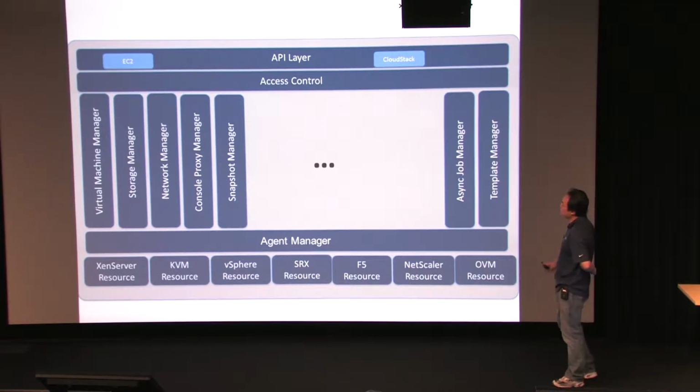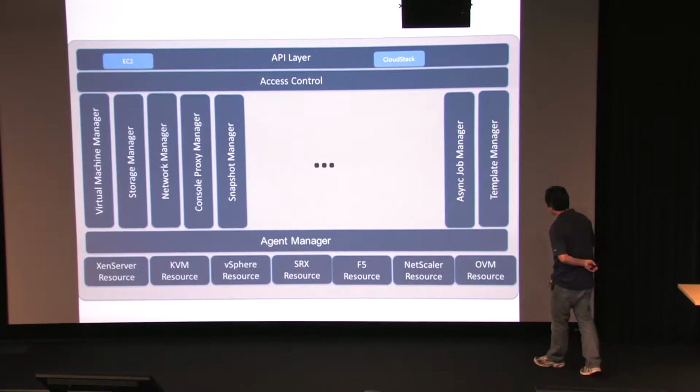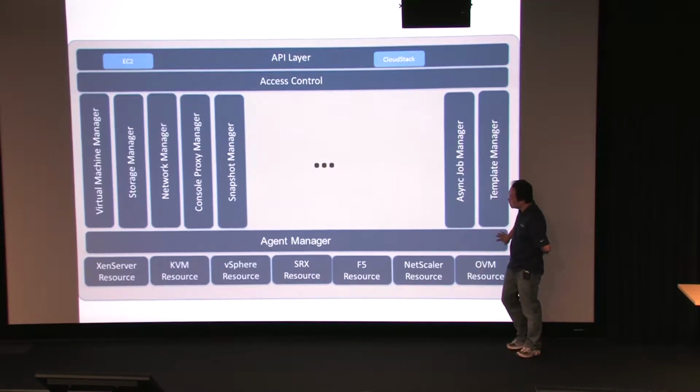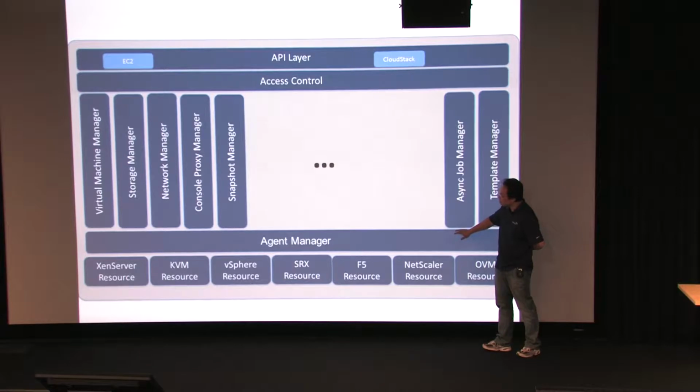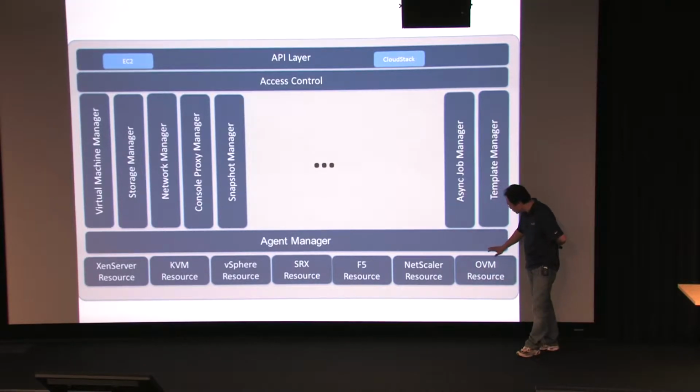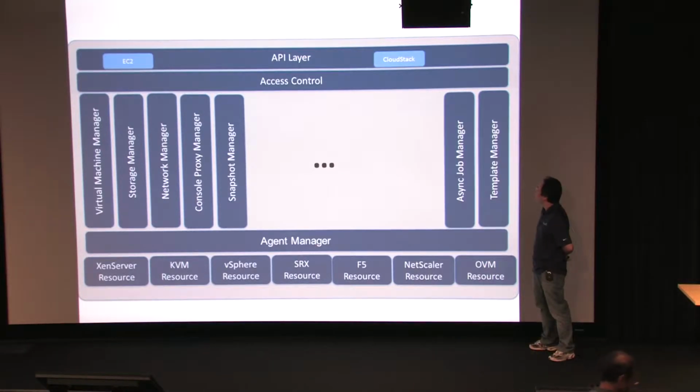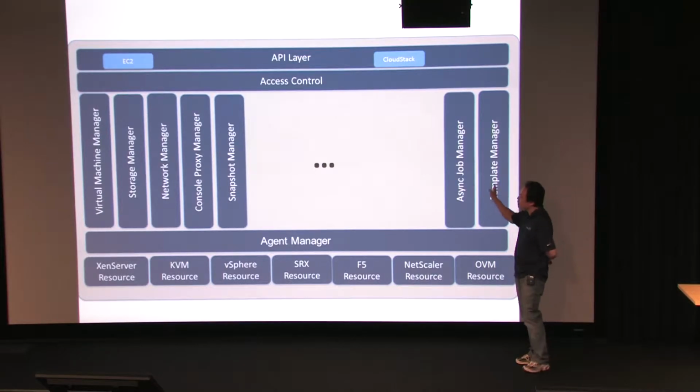So what we have up here is actually the current architecture of CloudStack. Our agent manager down here is our messaging and bus, basically. And we talk to a bunch of resources that we write to talk to all the physical resources. And above are controlled by different managers. They all have their own processes that they install. And at the very top is our web services API layer.